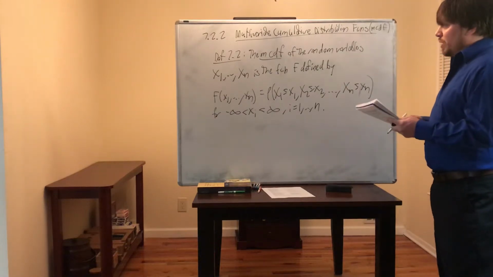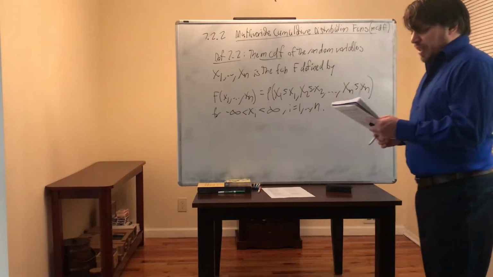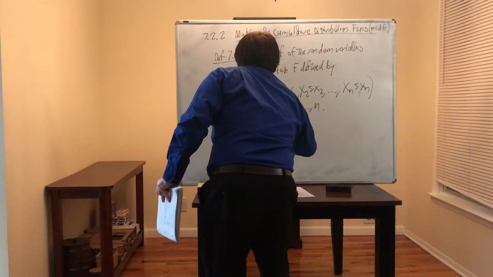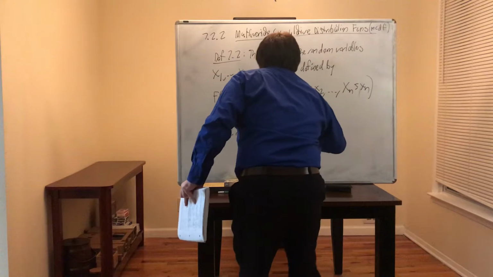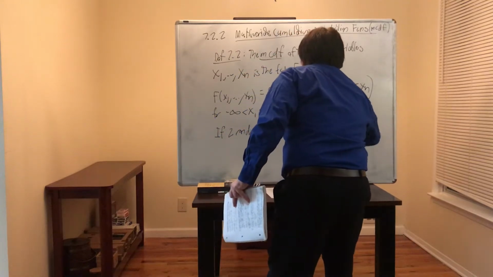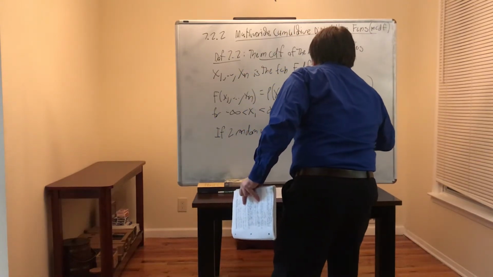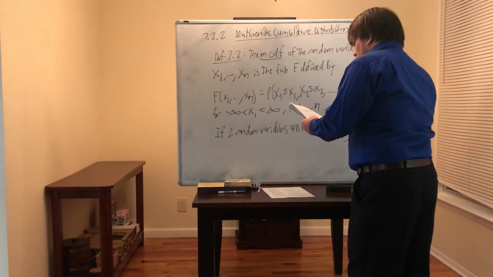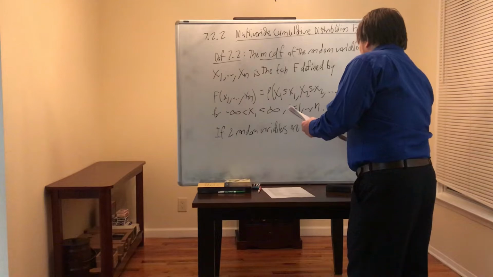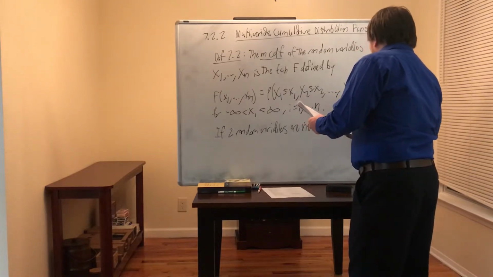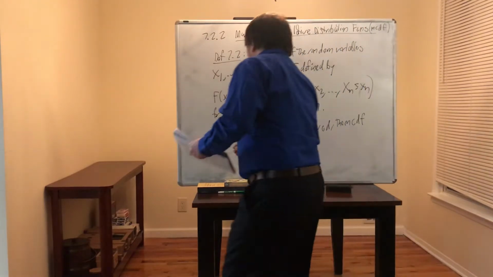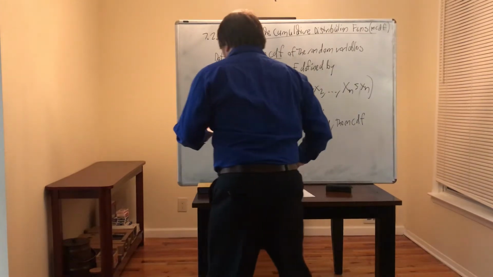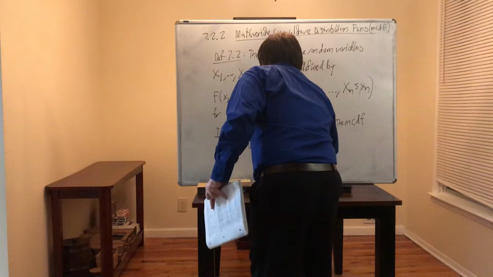Okay, so that's the multivariate cumulative distribution function. Because here in the definition we're talking about n, right? So n could be 10, 2, 5. So if 2 random variables are involved, n equals 2 in that definition, and the multivariate cumulative distribution function, the MCDF, is the joint cumulative distribution function.